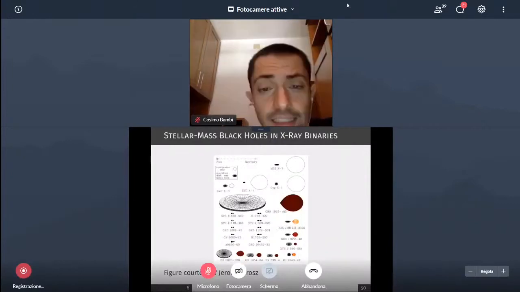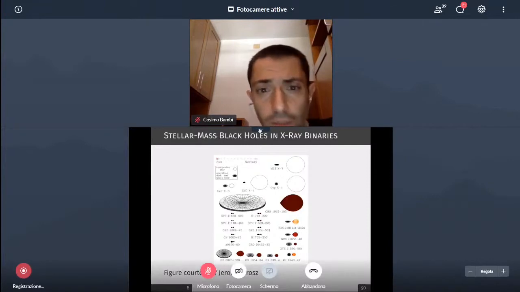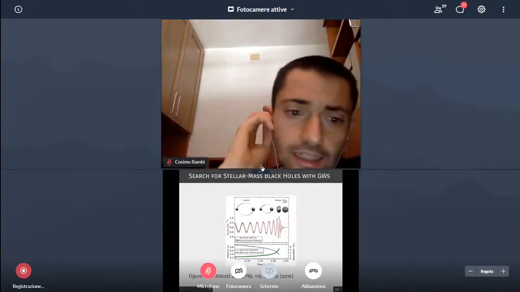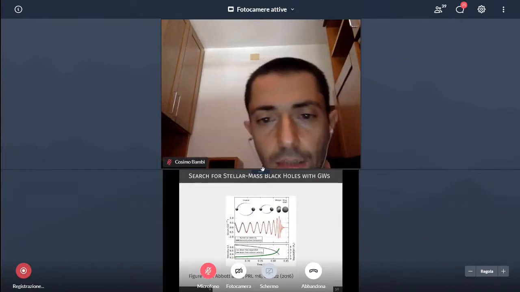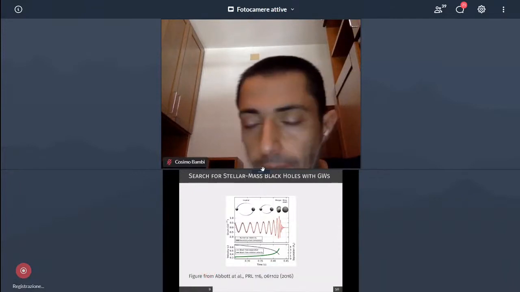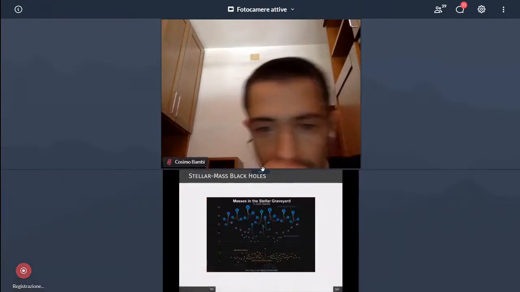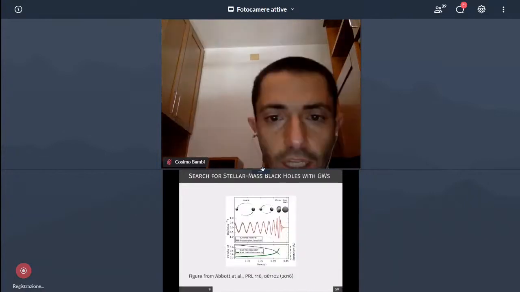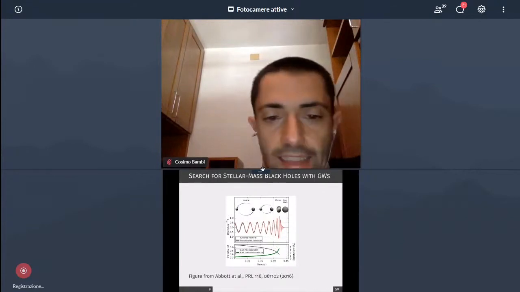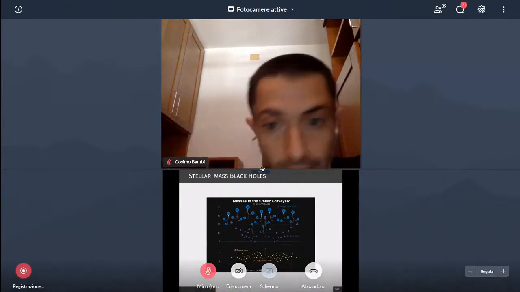Here is a picture just to show the known stellar mass black holes with a dynamical measurement of the mass, but I don't have the time to discuss it. And in the past, say, 5 years, we can also observe gravitational waves from stellar mass black holes. A key point about these stellar mass black holes: we have evidence that these objects are compact, and they are heavier than the maximum mass for a neutron star. So for this reason, we think they are black holes.